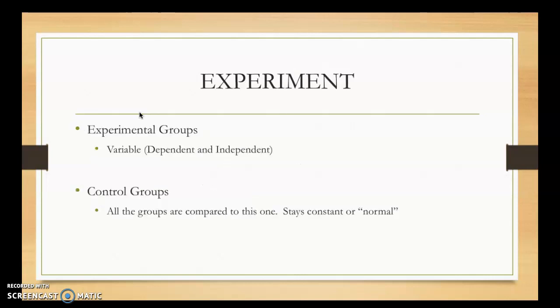Now, again, everything needs to be testable, so we need to have an experiment. We need to have a process in which we're going to experiment with our hypothesis and answer the question that we've come up with. In our experiment, we have to have experimental groups and we have to have control groups. Control groups are basically groups that we're comparing everything to. They are staying constant, or what we think of as normal or typical for the experiment, like a placebo, for example. Experimental groups have variables that are either dependent or independent variables.